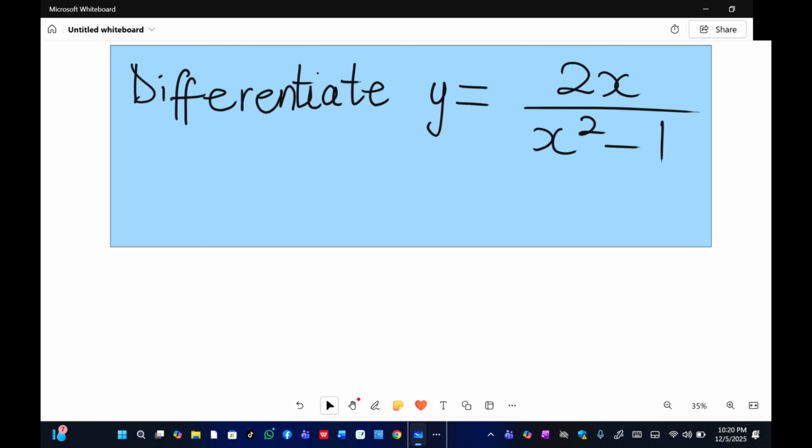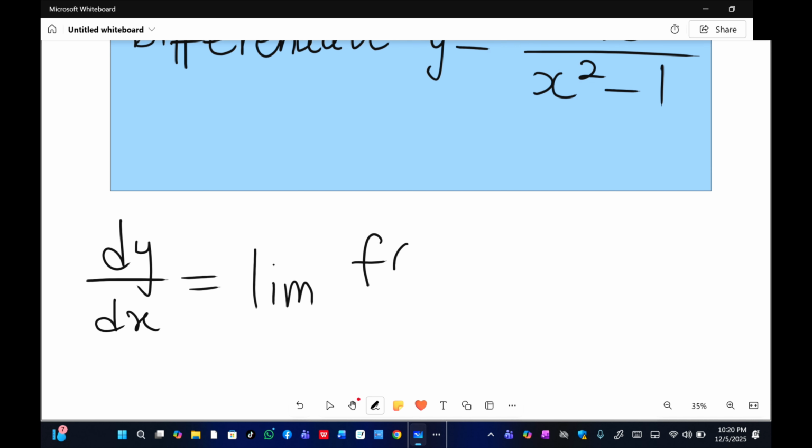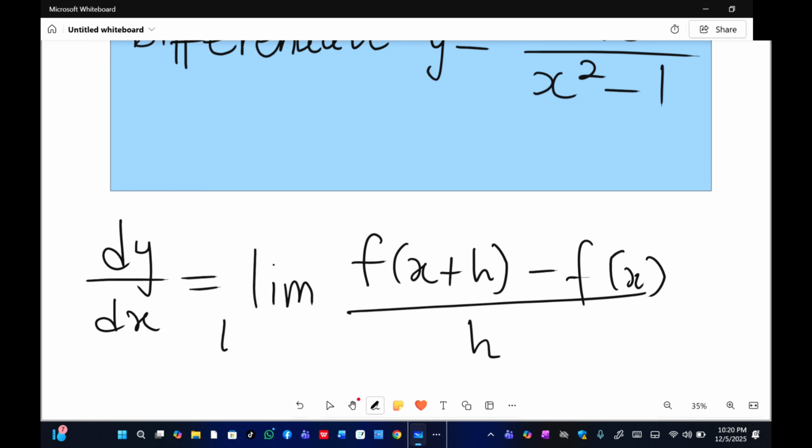So let us state the formula that we are supposed to use anytime we are to find the derivative of a given function from the first principle. The formula is dy/dx is equal to the limit of f of x plus h minus f of x, all divided by h, as h approaches 0. Alright, so this is the formula that we'll be using.